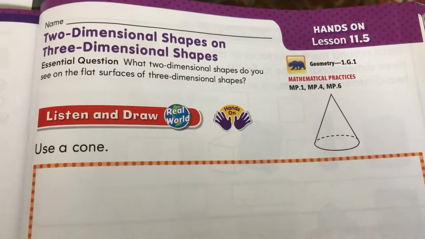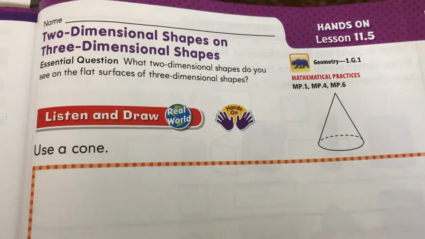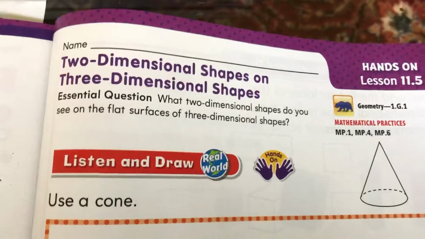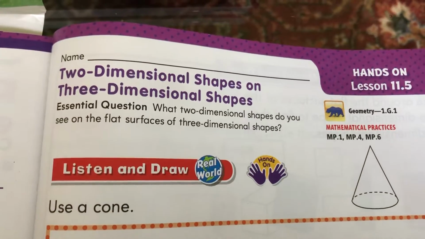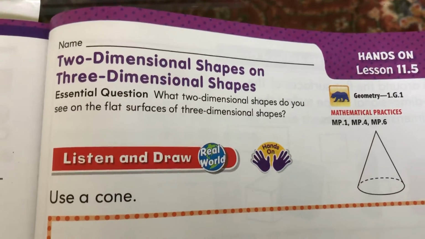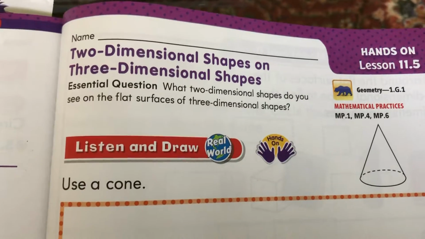Hi mathematicians, today we are on 11.5 in your Go Math book, page 477. And today our question is, what two-dimensional shapes do you see on the flat surfaces of three-dimensional shapes?